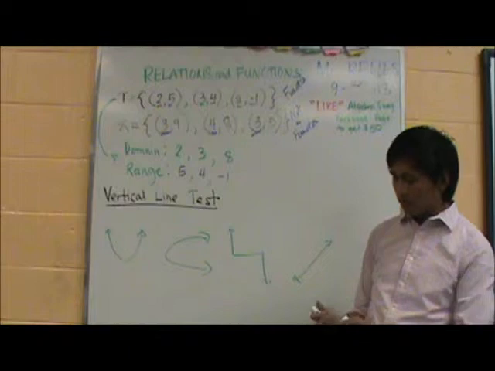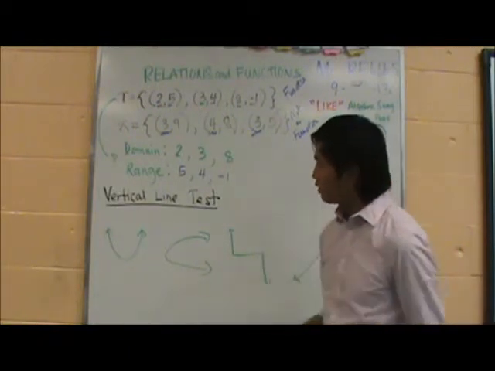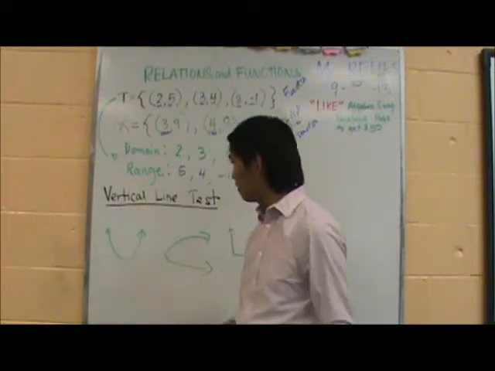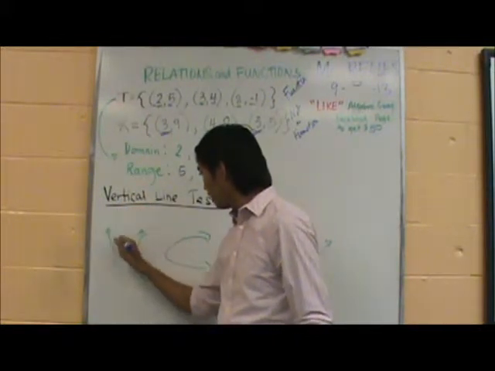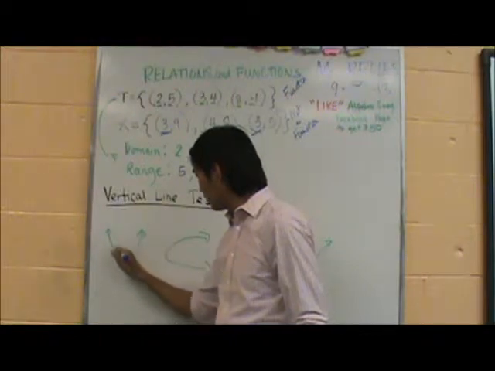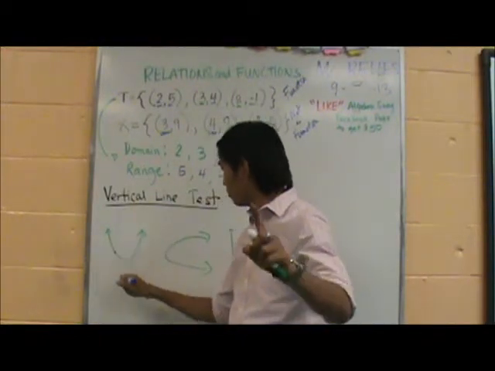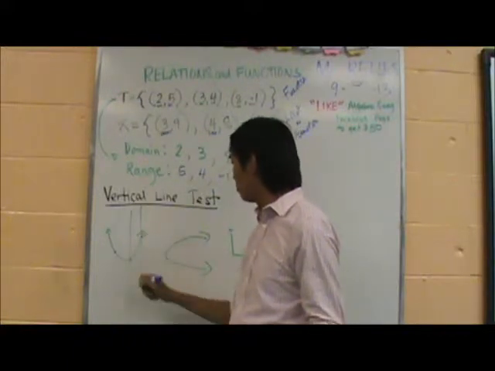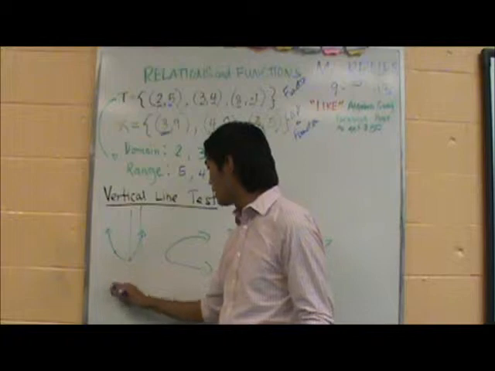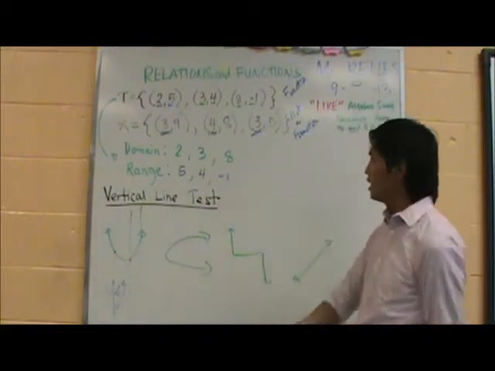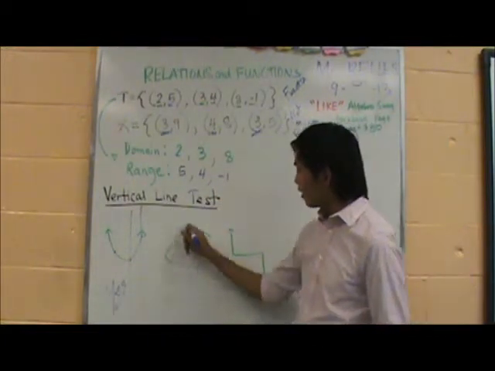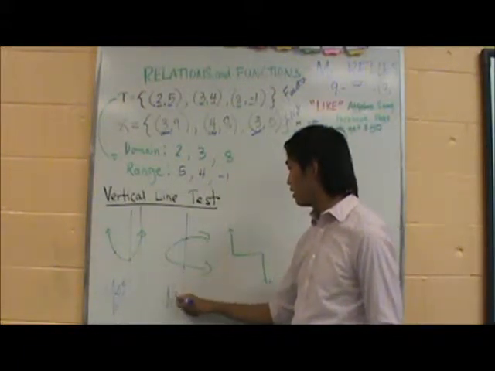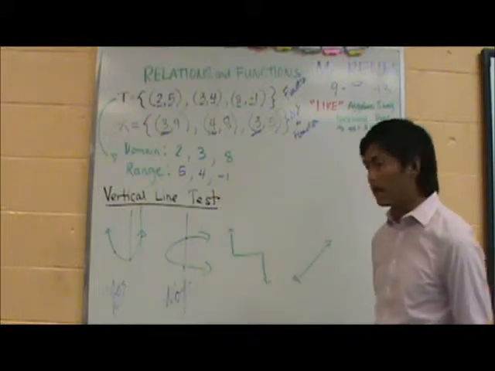So let me use this blue marker. I'll go ahead and draw a vertical line on the left side of the graph, and it looks like the vertical line touches the graph at just one point. In the middle, one point. On the right side, one point. So I would say yes, it is a function. Now, how about here? Oops, we got 2. So it is not a function.